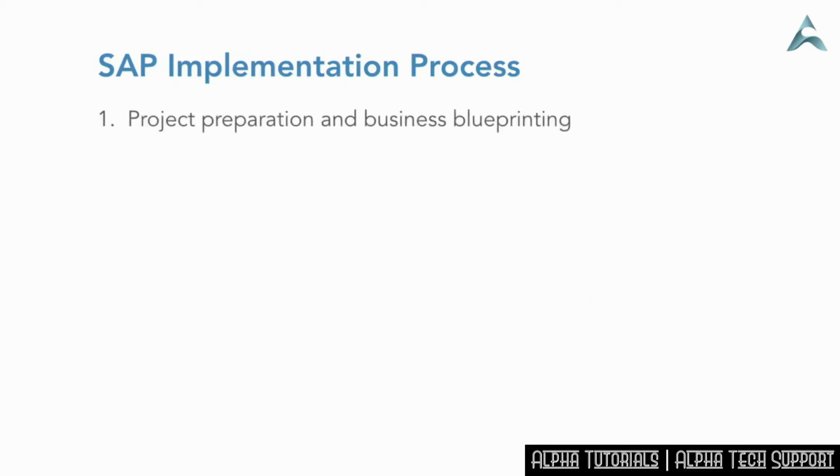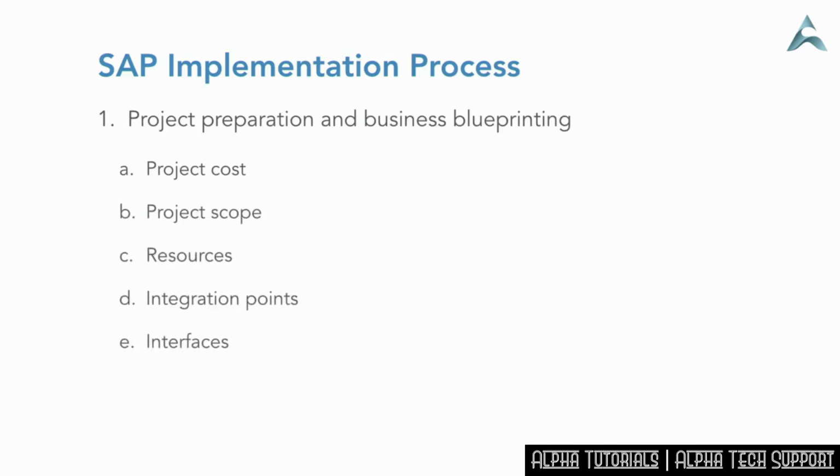Project preparation is first. Project cost, scope, and resources are all decided during this step. The implementation team studies the current systems being used. Then, they determine which system interfaces are required. This step also includes business blueprinting. This is where requirements for the new system are mapped.